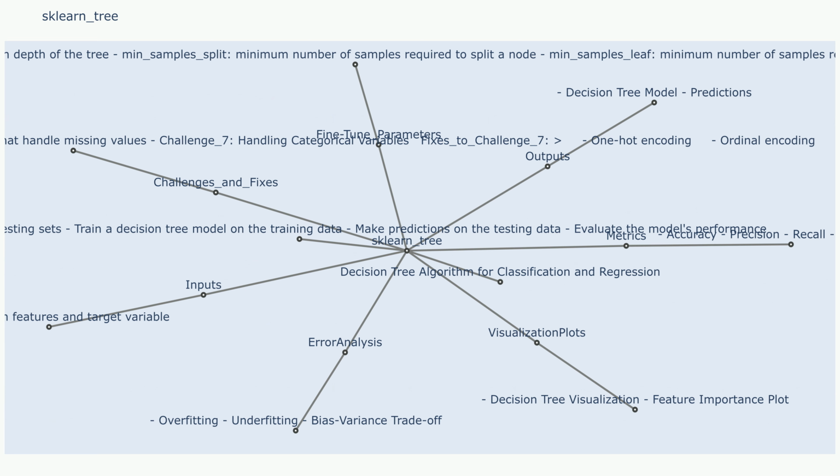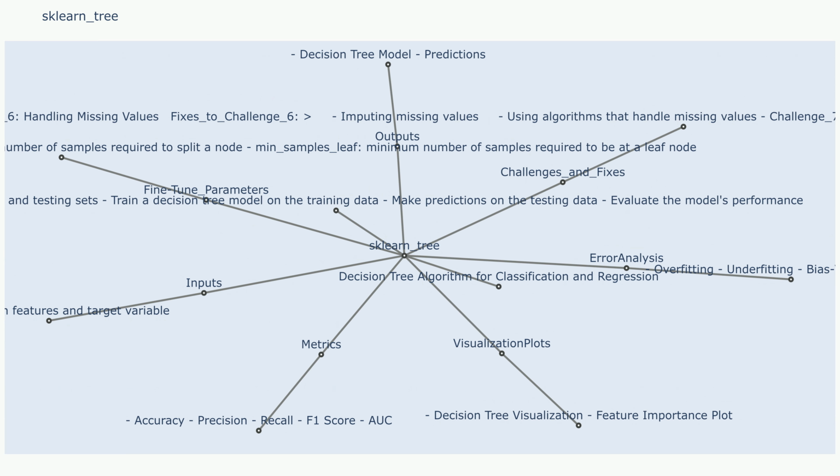Sensitivity to noise. Sample use case that resulted in challenge 2: decision trees can be sensitive to noisy data, where outliers or irrelevant features can significantly impact the tree structure. Fixes to challenge 2. Clean the data to remove noise and outliers. Use feature selection techniques to identify and remove irrelevant features.